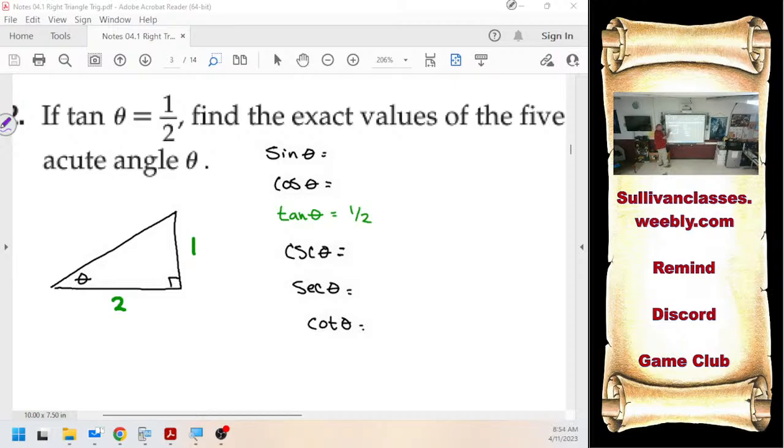No, it ain't. That's 1 squared plus 2 squared is square root of 5. And then opposite over hypotenuse is 1 over square root of 5. Rationalize it.